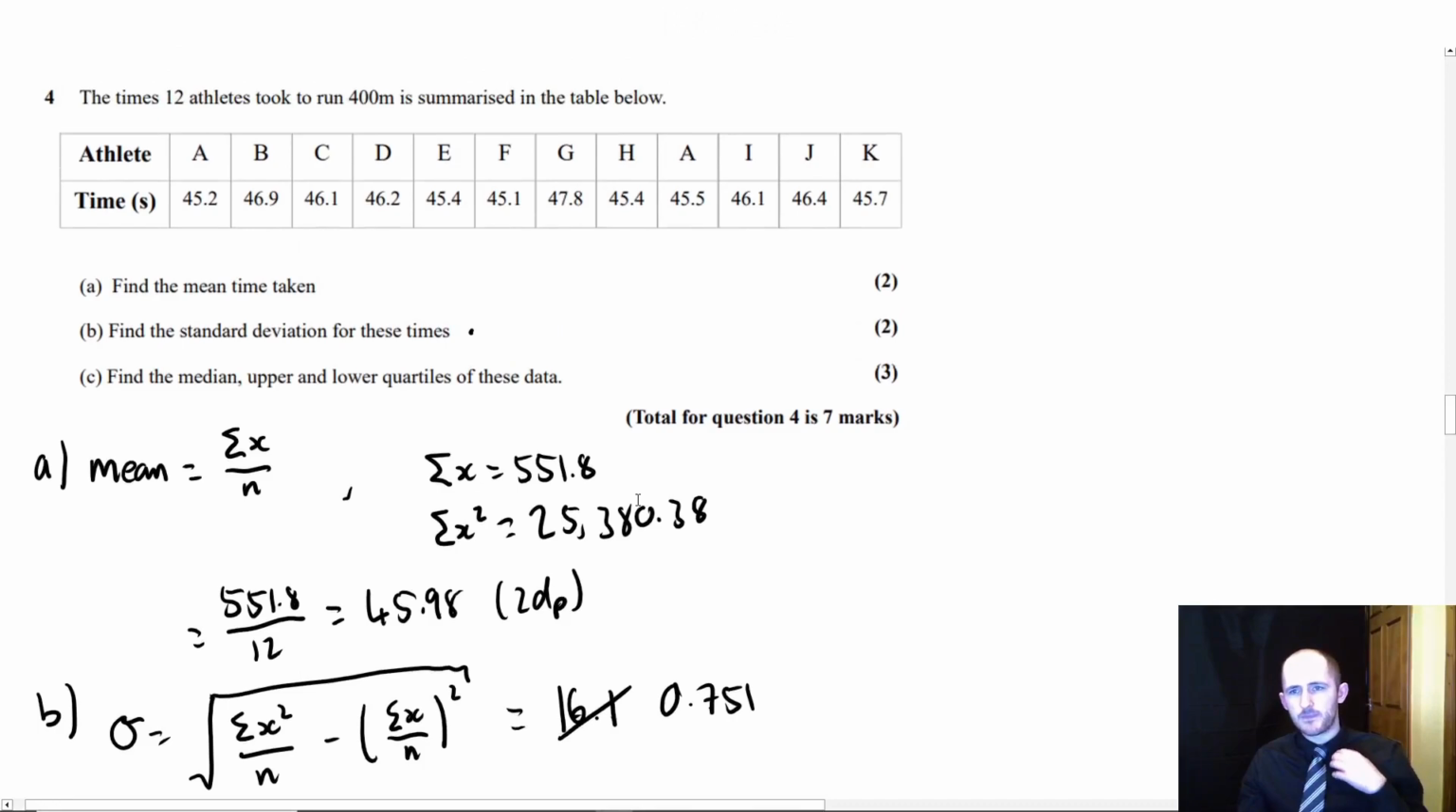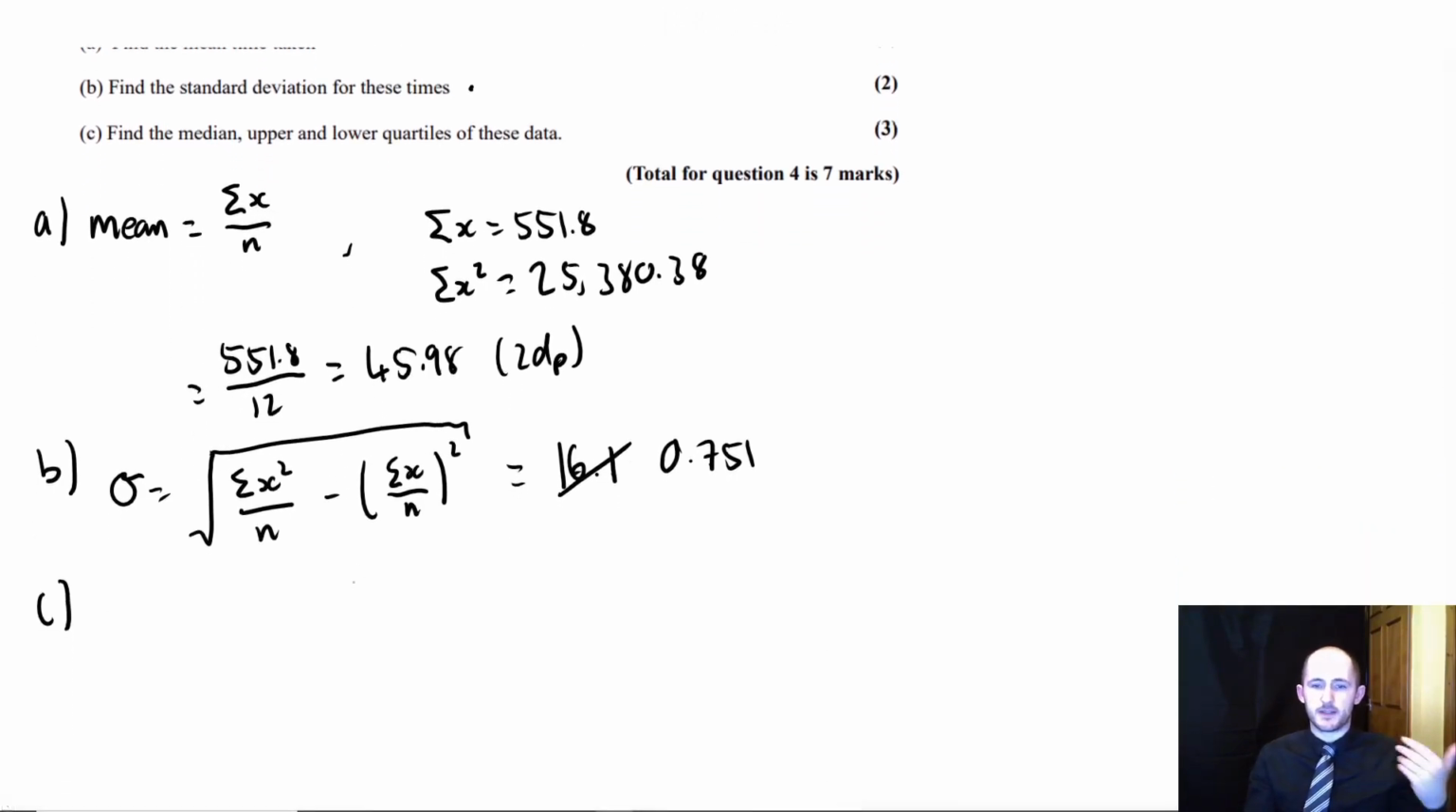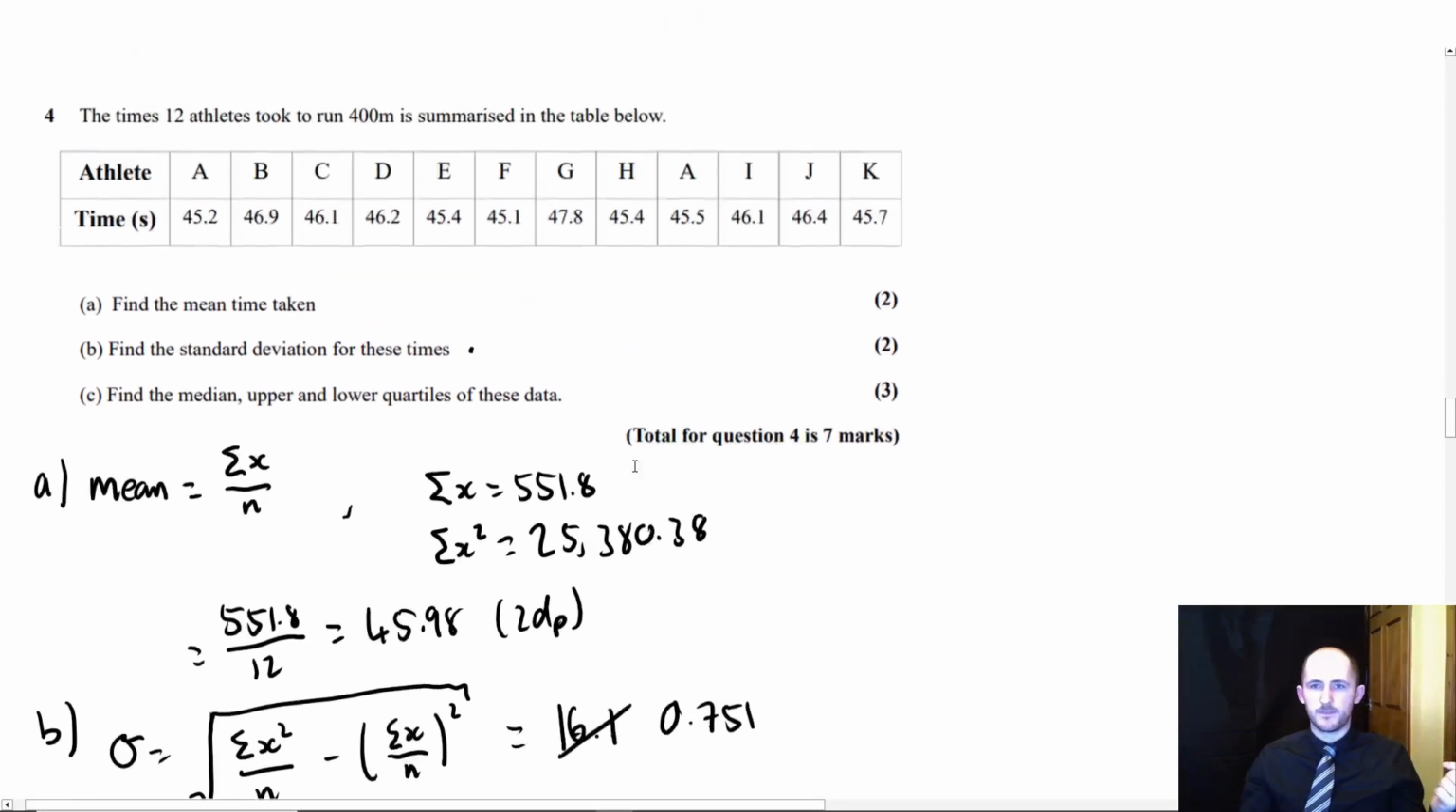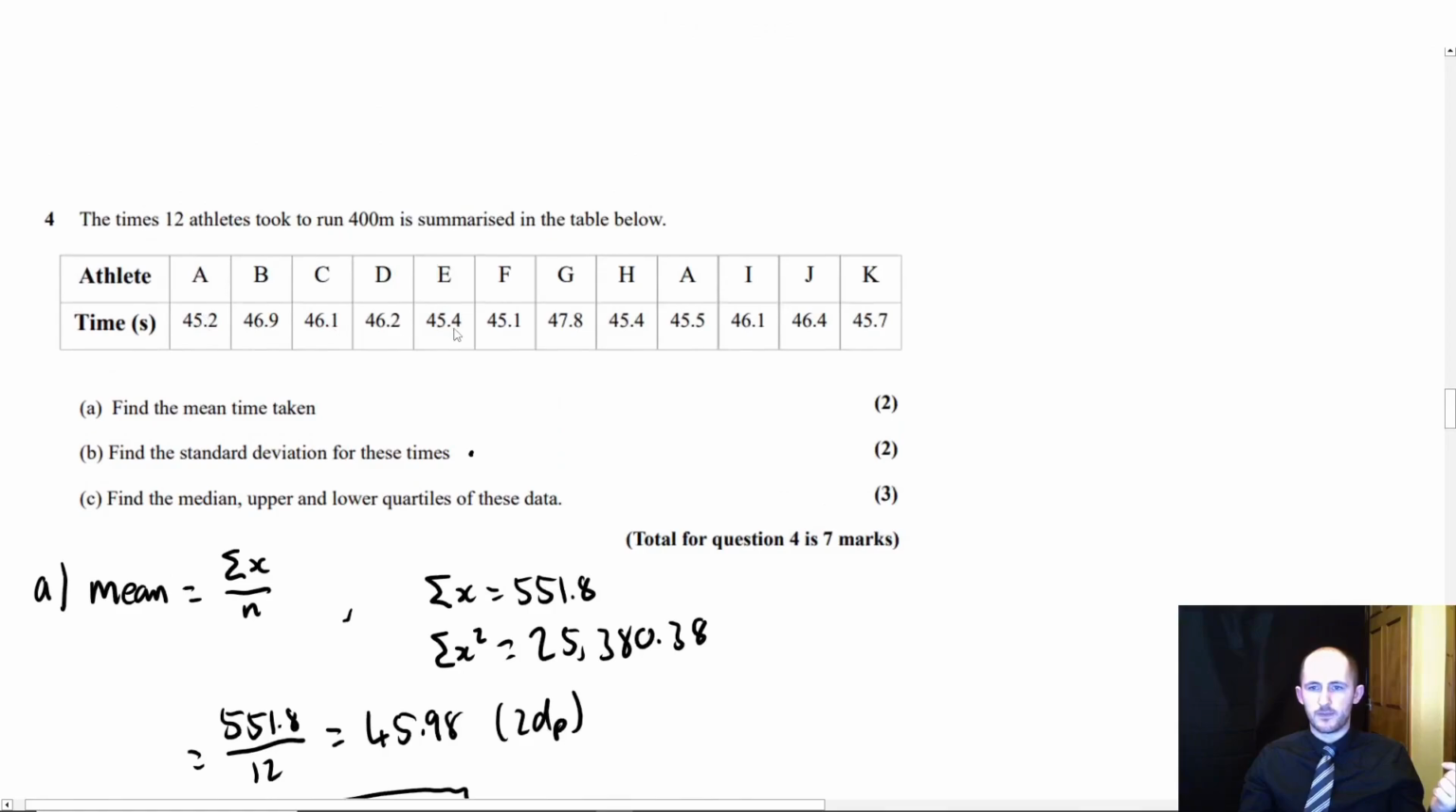So again with the quartiles, hopefully you're okay with doing this. The median is the middle value. So you do n over 2, which is 12 over 2. So you're looking for the sixth value. Right? 1, 2, 3, 4, 5, 6. So 45.1.